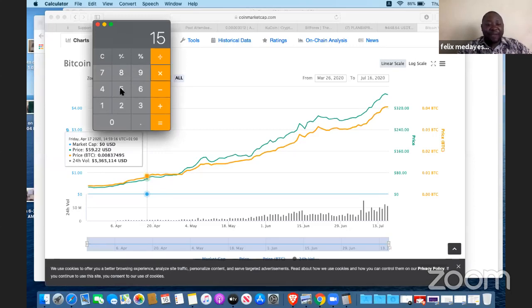$15 multiplied by 5,000 is $75,000. Okay, 5,000 units of this coin now multiplied by 370. We are not accountants. So the worth of that friend now is about $1.8 million. Did he know how to trade so much? No.